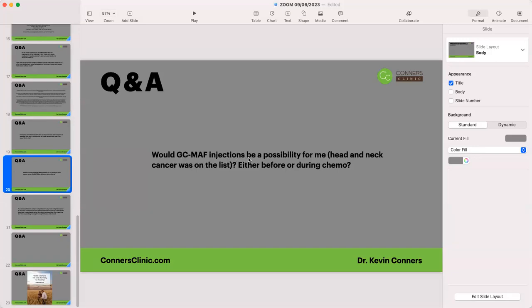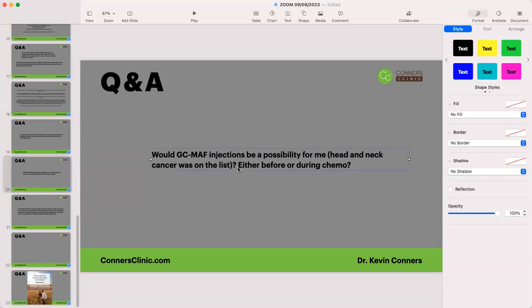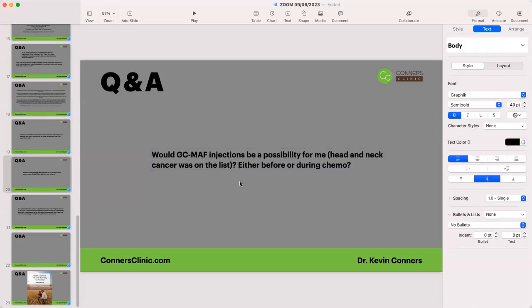Would GCMAF injections be a possibility for me? This person is somebody I talked to recently, had a neck cancer, either before or after chemo. Possibly, yes.